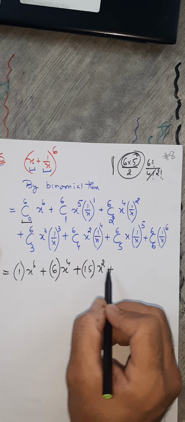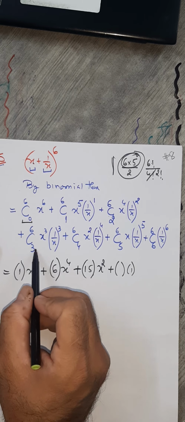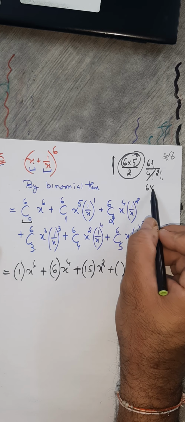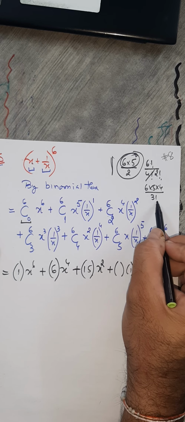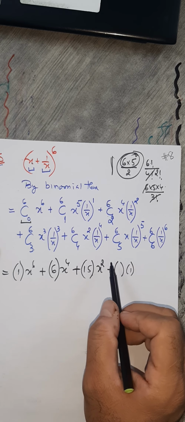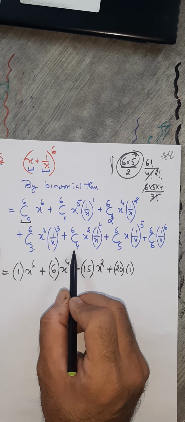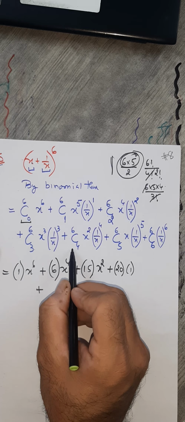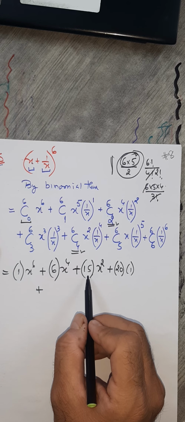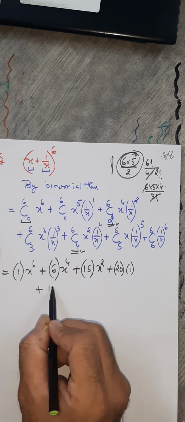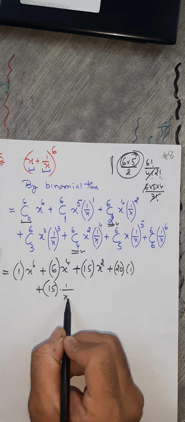Plus, this x cube will get cancelled. So this is just 1. What is 6C3? You can do 6 into 5 into 4, that 4 will get cancelled, upon 3 factorial, which is 6. So 6 5s are 30, 20 you will get. Fine. Now you just need to write in the reverse order. You know 6C4 is the same as 6C2. What was 6C2? You know that it was 15. So 15, x raised to 4 into 1 by x square.